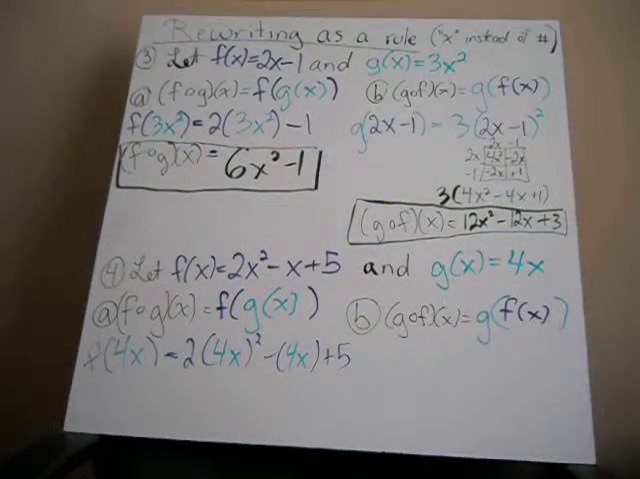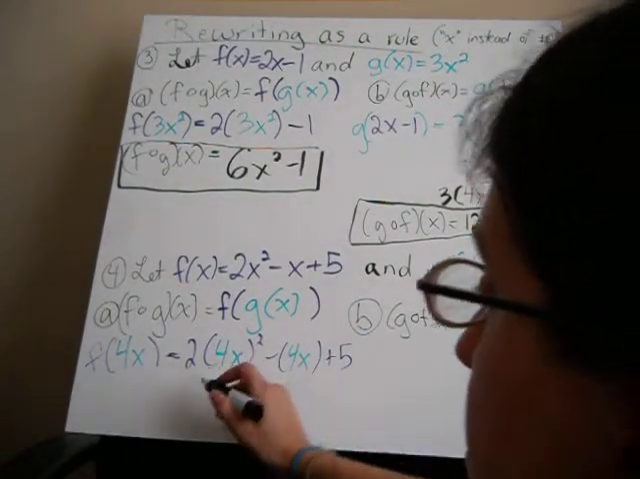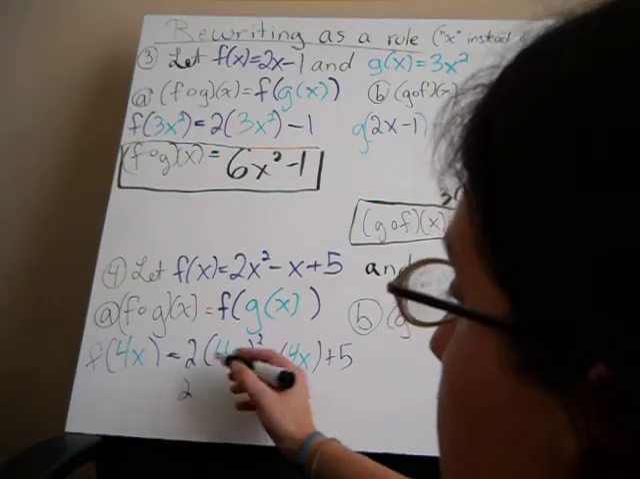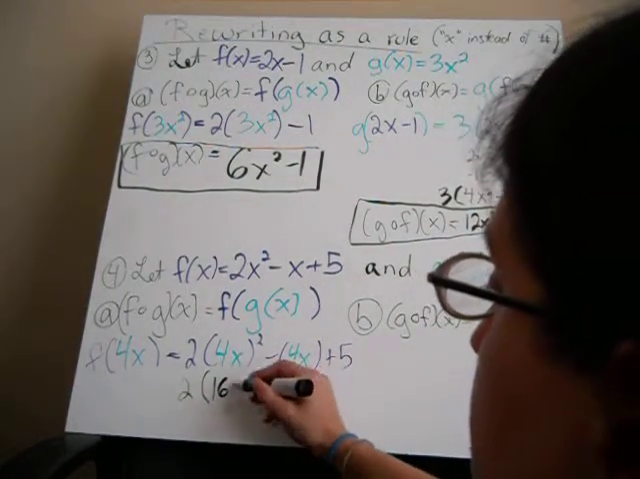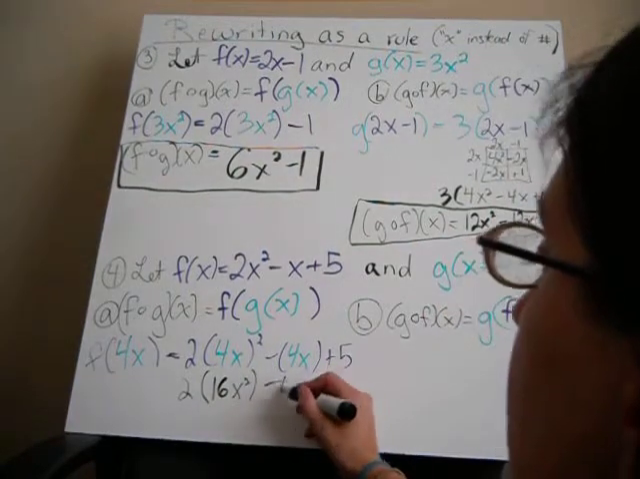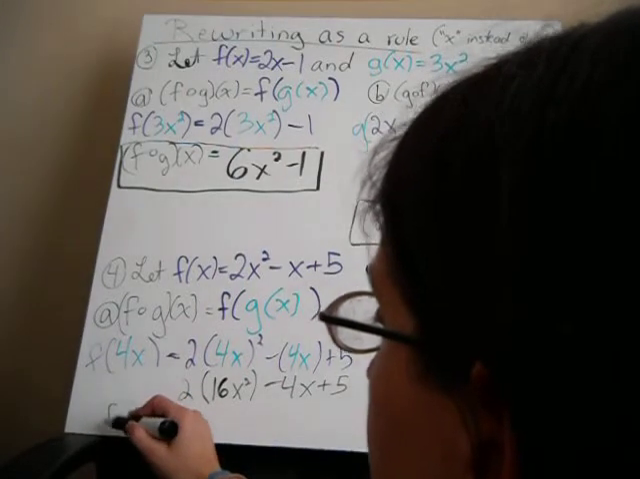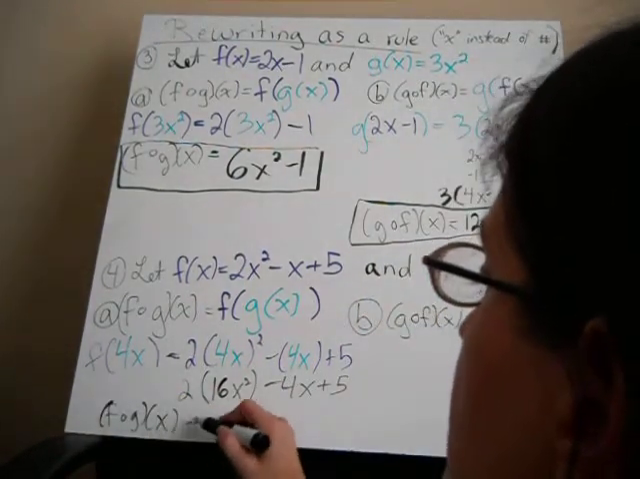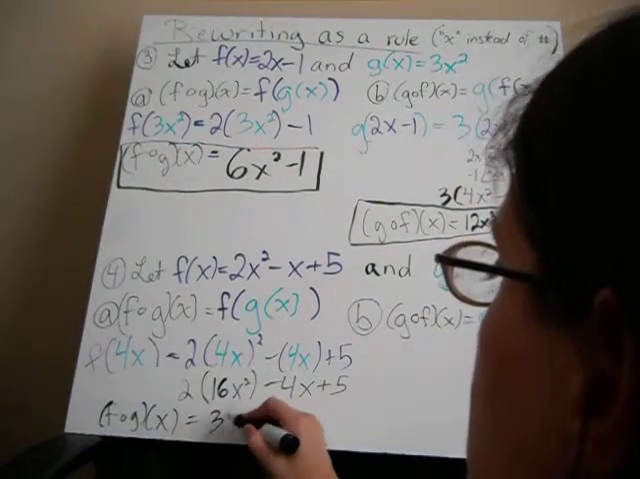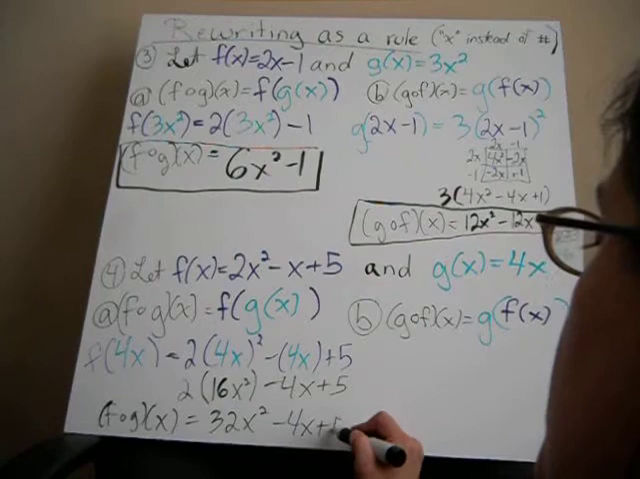Okay, and now all I do is simplify. Now a very common mistake here is to mess this up. Now this 4 is raised to the second power. I'm not going to distribute this 2 yet. I'm just going to bring it down. 4 squared is 16. x squared is x squared minus 4x plus 5. And that means my final function for f of g of x is 2 times 16, which is 32x squared minus 4x plus 5.